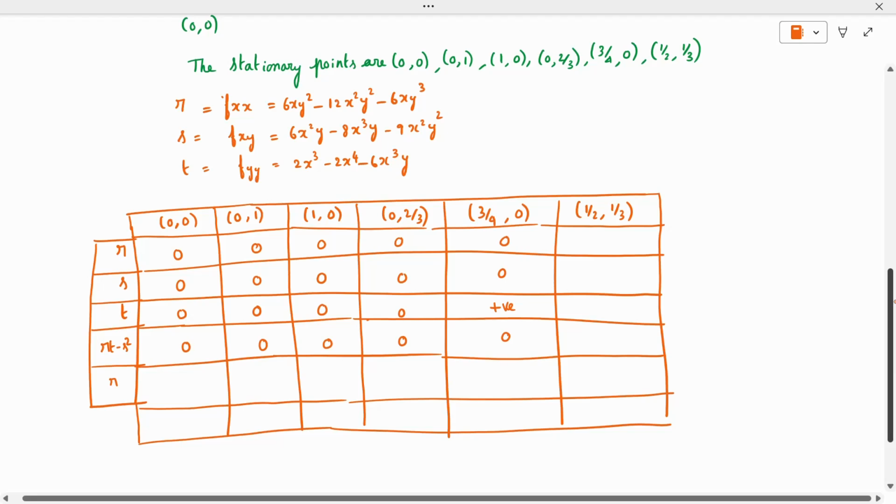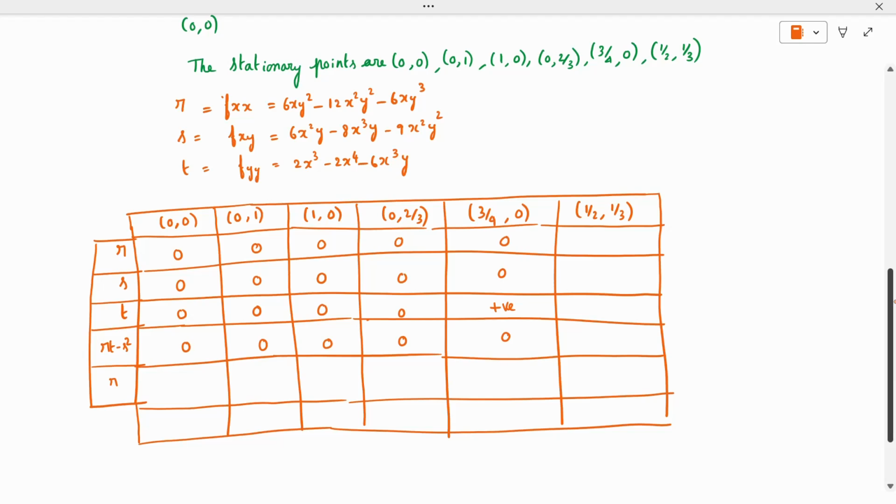Okay. So 1/2, 1/3 only. Only in this row we need to calculate it. You check it, 1/2 and 1/3. You can do it in a calculator also. So when I do it, 6 into (1/2), then (1/3) the whole square, minus 12 into x squared (1/2) the whole squared, y squared (1/3) the whole square, minus 6 into (1/2) into y is (1/3) the whole cube.